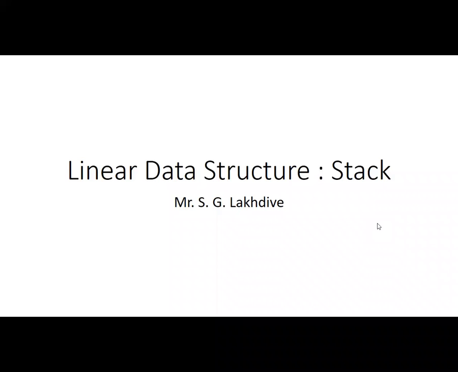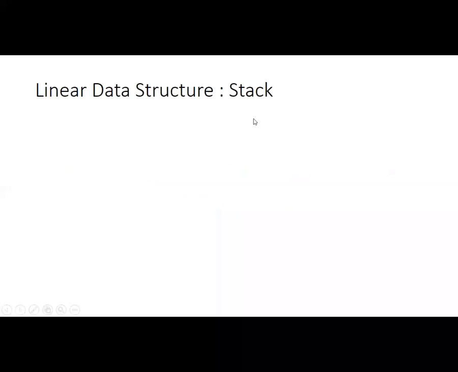Welcome to the second chapter of our course, linear data structures. Within that one, we are going to learn the stack as a data structure. First we identify what is meant by stack, then the different operations that we can perform on the stack, then how we are going to implement it, and then applications of a stack.